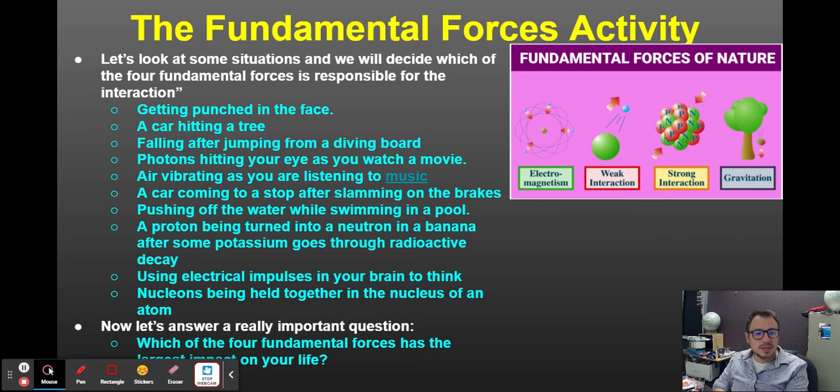So, which of the four fundamental forces has the largest impact on your life? Well, it's going to be the electromagnetic force. Everything you think, everything you do, everything that you are is the electromagnetic force. Gravity just holds you to the ground. The strong force holds the atoms together, and the weak force is responsible for radioactive decay. They're all important, but every interaction that we have in our life, every experience that we have, is because of the electromagnetic force. All gravity does is hold us to the ground.